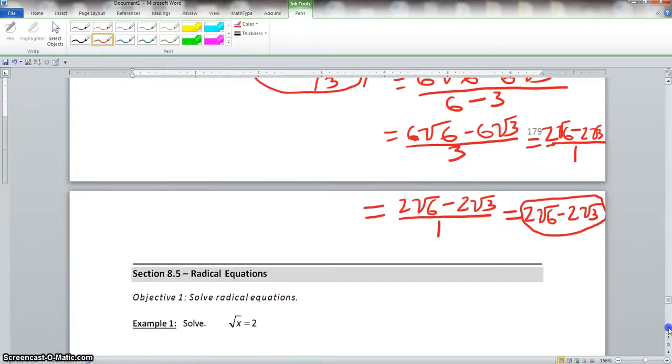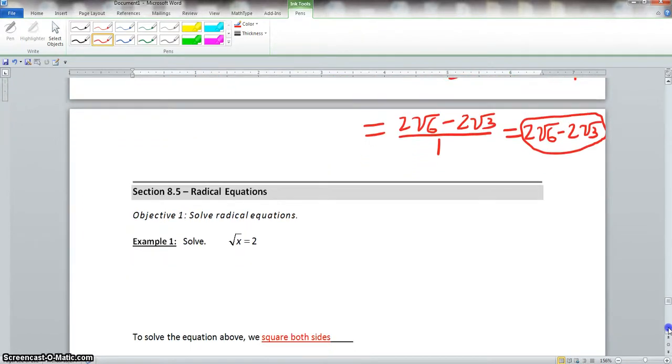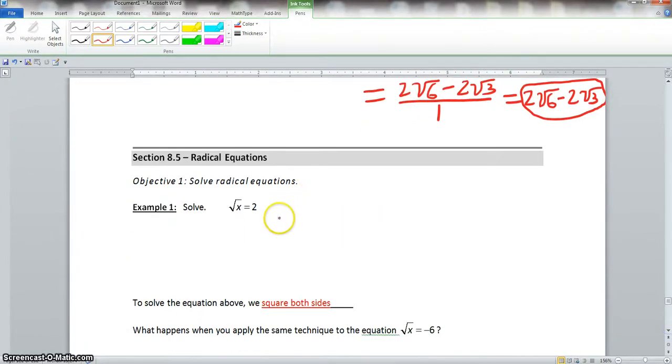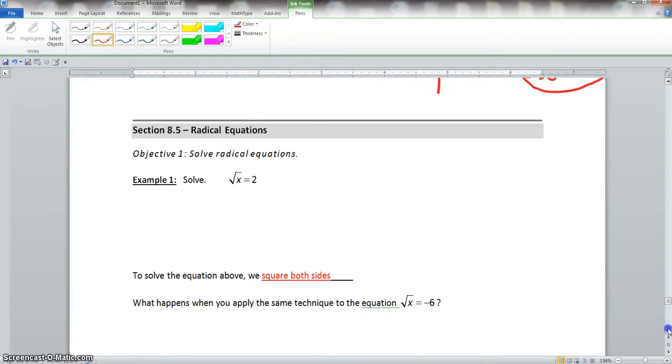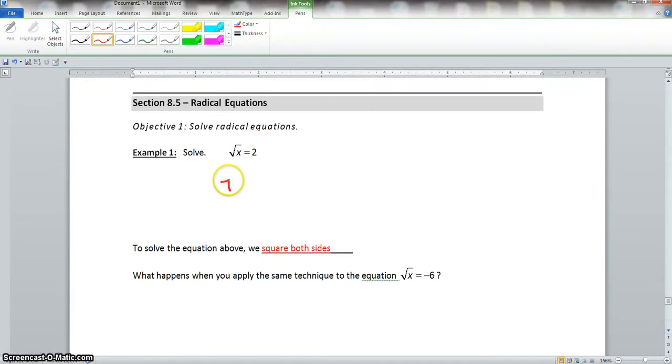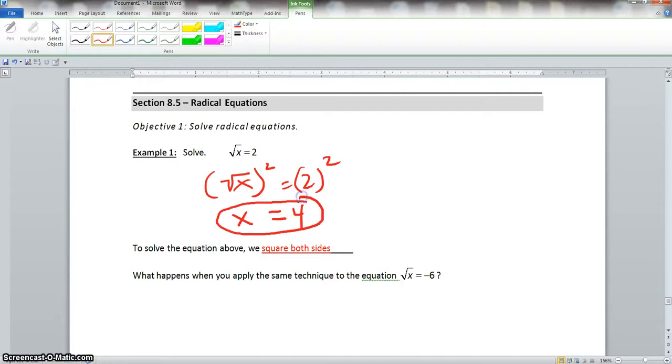Now, we scroll down here to section 8.5. It says here, solve the radical equation. We have the square root of x is equal to 2. Now, in order to solve this, we must square both sides because we need to get rid of this radical. Square root of x squared, we know, gives us x, and it's equal to 2 squared is 4. So this is telling us that x is equal to 4.